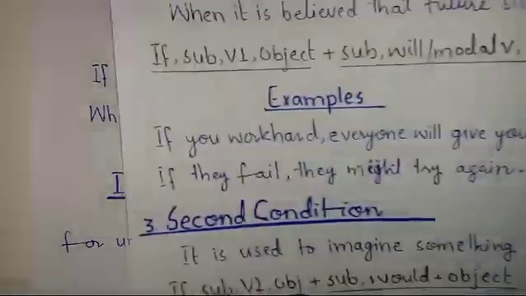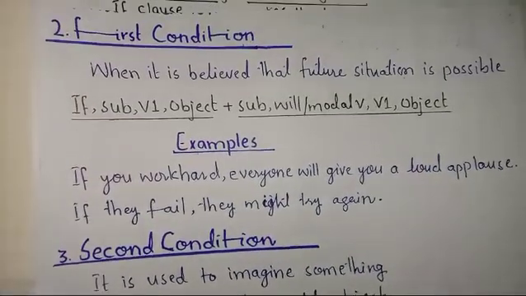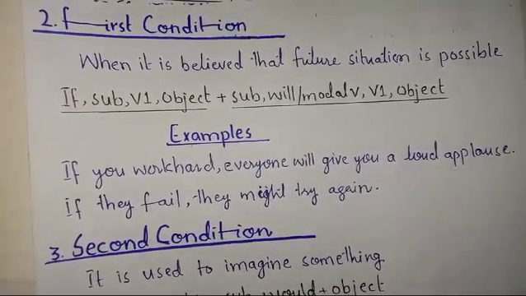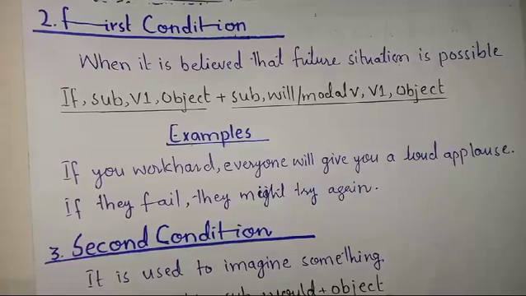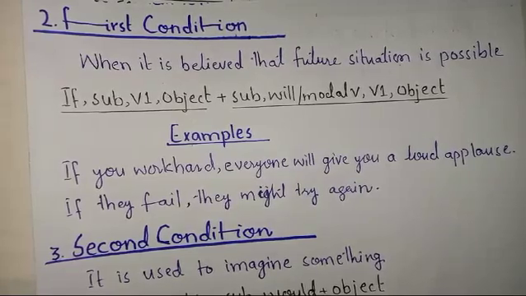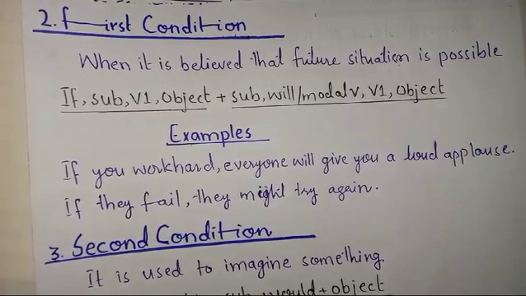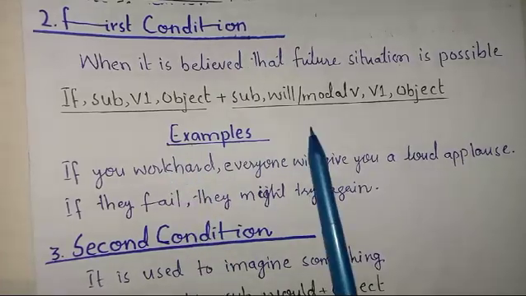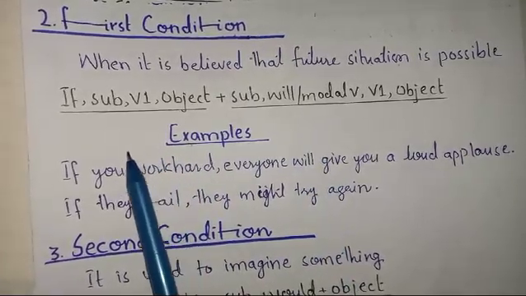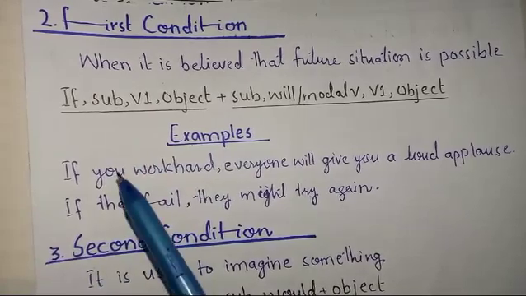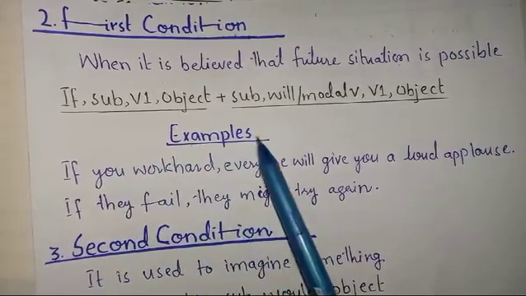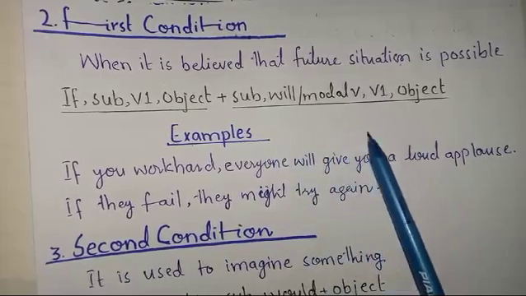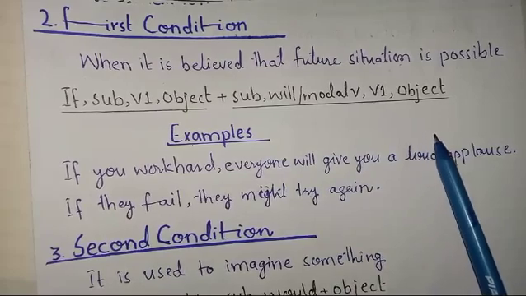Then we have the second type of conditional sentences, the first condition. When it is believed that a future situation is possible, we use the first condition. The structure of the first condition is the if clause and the result clause. Now, the if clause is comprised of if or when, subject, first form of the verb, and then object. And the result clause is comprised of subject, will or a modal verb, then the first form of the verb, and then object.